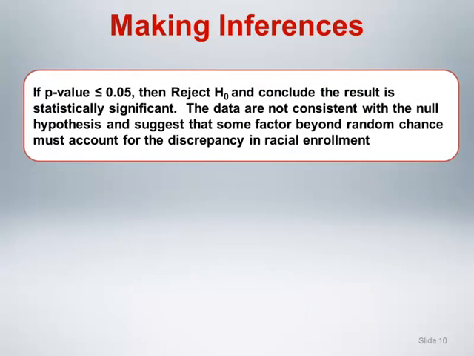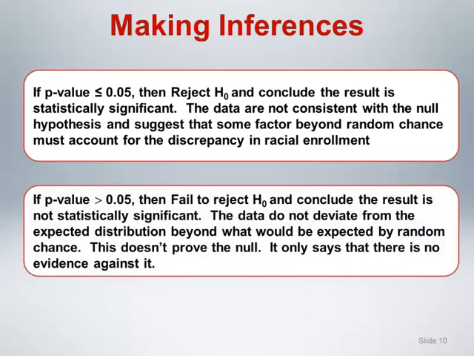With regard to making inferences, if the p-value is less than or equal to 0.05, then reject H0 and conclude that the result is statistically significant. The data are not consistent with the null hypothesis and suggest that some factor beyond random chance must account for the discrepancy in racial enrollment. If the p-value is greater than 0.05, then fail to reject the null hypothesis and conclude the result is not statistically significant. The data do not deviate from the expected distribution beyond what would be expected by random chance. This doesn't prove the null, it only says that there is no evidence against it.